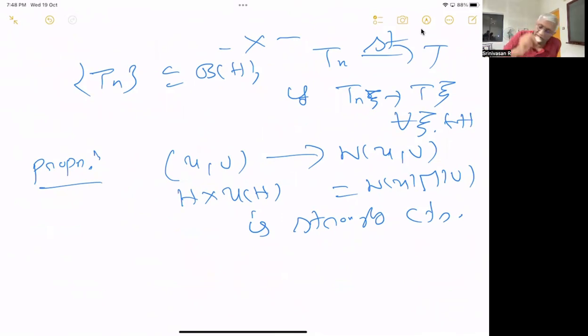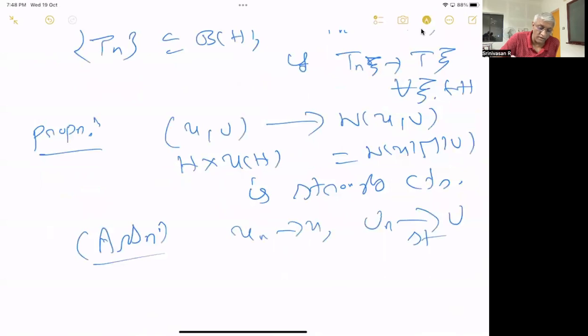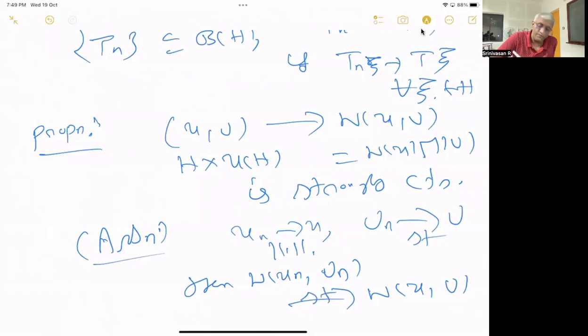Now small un converges to small u; you have to prove this as an assignment. What you have to prove is the following: un converges to u in norm in the Hilbert space, so this converges strongly. Then W of un converges to W of u strongly. Strongly means on any point it has to converge.